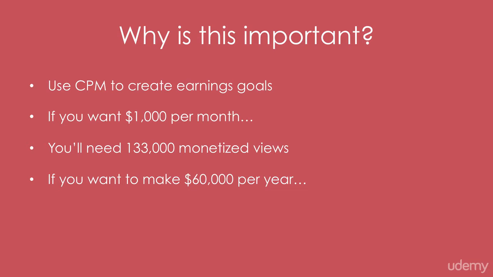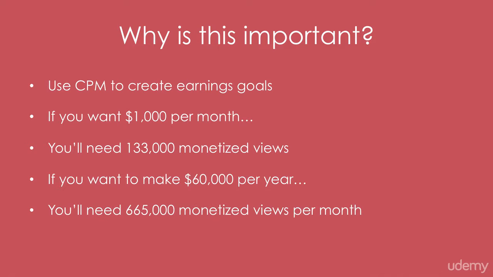Say you want to make $60,000 per year as a YouTuber, and you want to do this full time. Well, you're going to need 665,000 monetized views per month. So that's per month and not per year to make that $60K per year. That would be $5,000 US dollars per month, totaling a yearly salary of $60K. And so that's something you can work on.